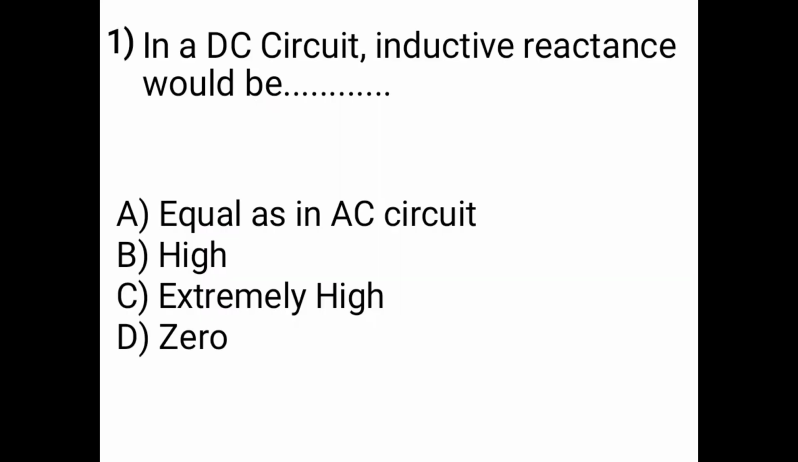First question: in a DC circuit, inductive reactance would be dot dot. Option A is equal as in AC circuit, B is high, C is extremely high, and D is 0. So option D is correct, means in a DC circuit inductive reactance will be 0.